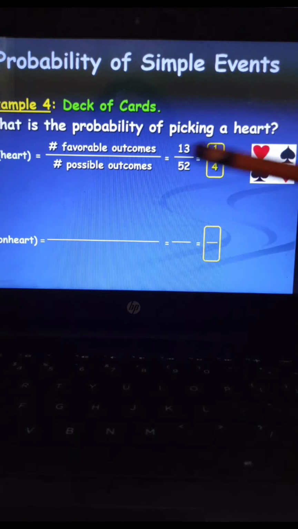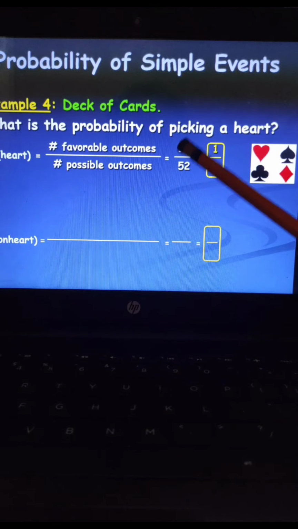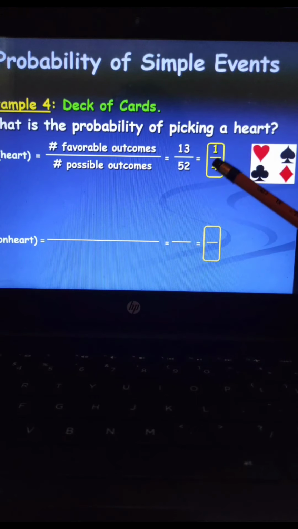And the final answer is 1/4. Of course, if we simplify the fraction 13 over 52, then we get 1/4. Or you can simply look at this picture. You have only 1 heart in 4 types of cards.